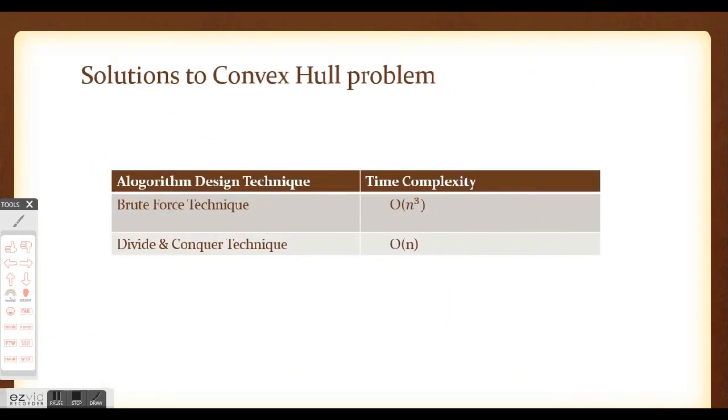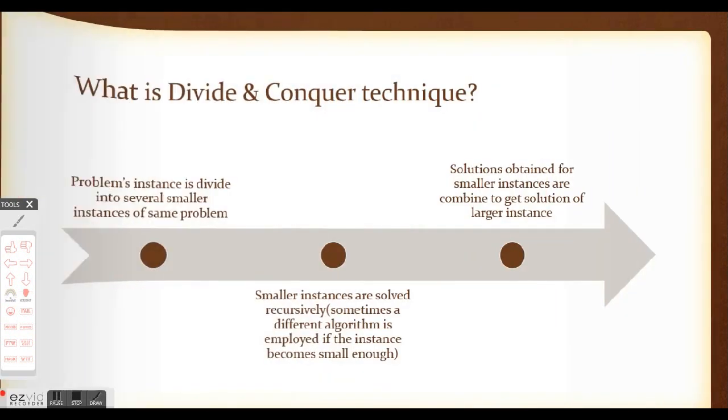These are the various algorithm design techniques that have been employed to solve the convex hull problem. As you can see, the time complexity for the brute force technique belongs to big O of n cube, whereas for the divide and conquer technique the best case belongs to big O of n, that is linear time. On seeing this, we can come to the conclusion that the divide and conquer technique is a much more efficient algorithm than the brute force technique.